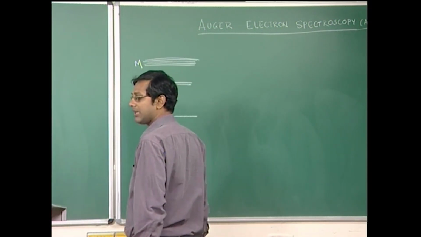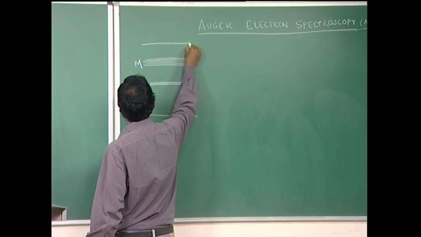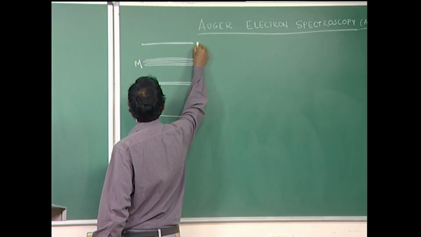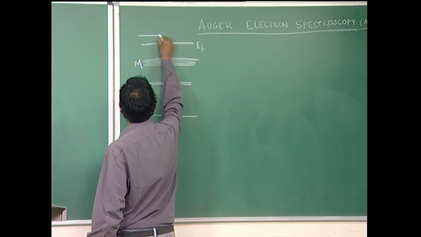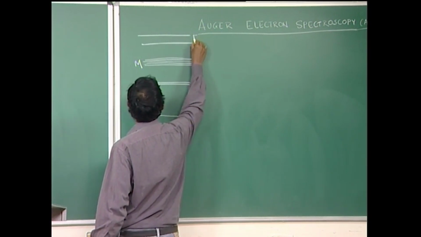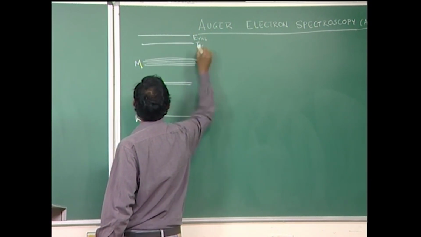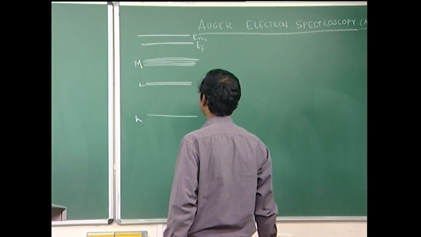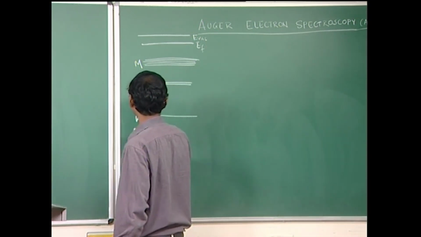Right, and then you have EF, that is the Fermi level, and you have then vacuum, EVAC. That is how the energy diagram of an atom can be represented.